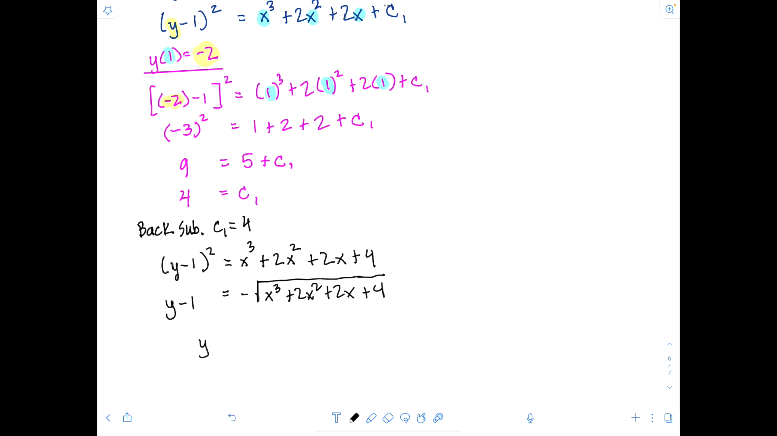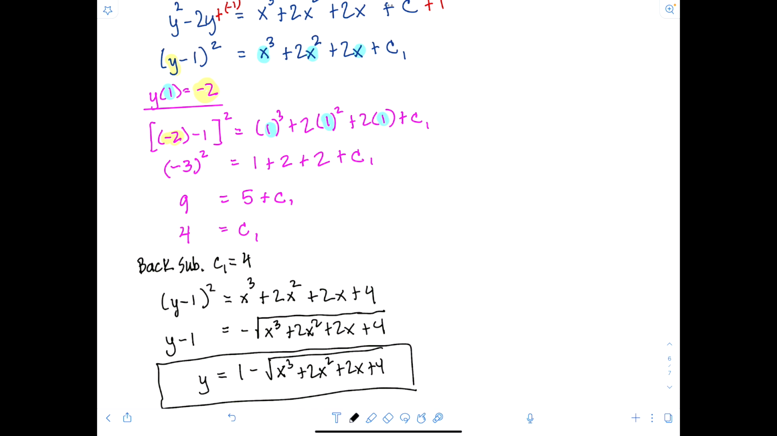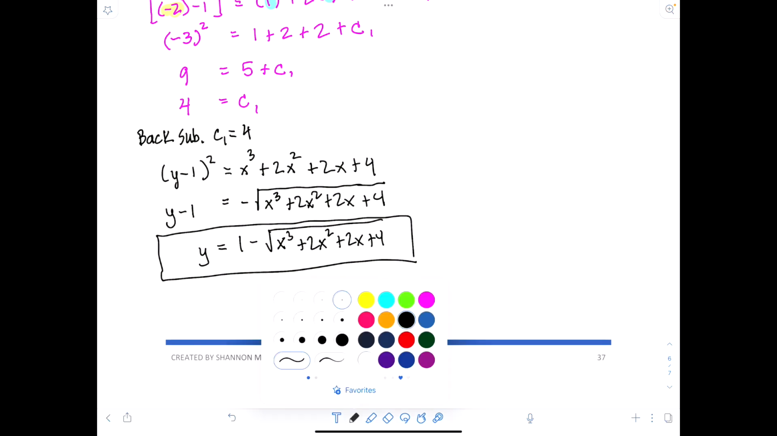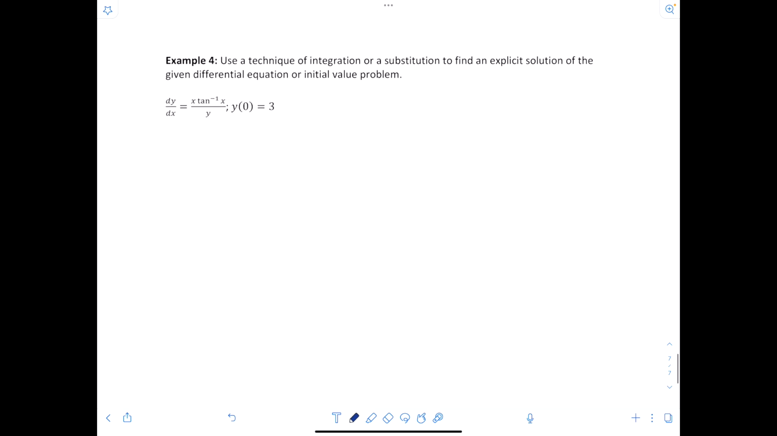And then getting 1 to the other side, we'll have 1 minus the square root of x cubed plus 2x squared plus 2x plus 4. And we're all done. We've gotten our initial value solution solved with y isolated explicitly in terms of x. Groovy? All right, beautiful. Okay, example 4.